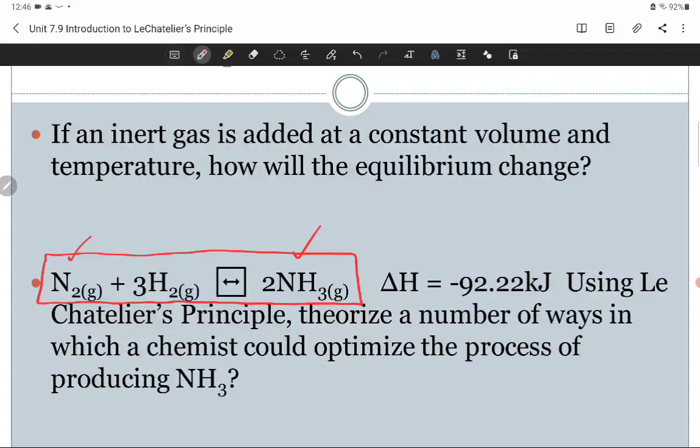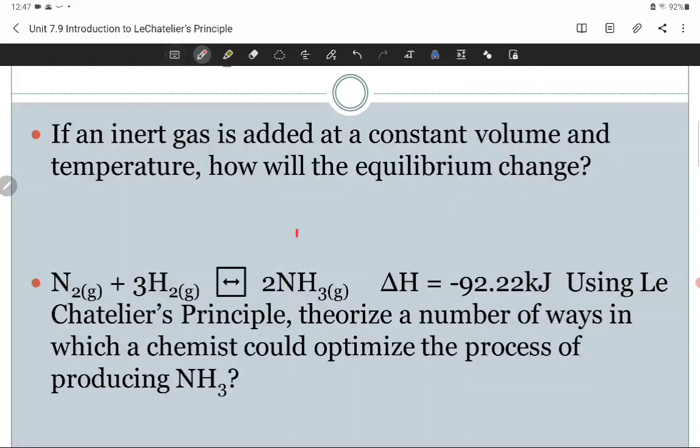So what could we do to make more ammonia? Well, a whole bunch of things. You could take N2 out. No, that would not work. Sorry. If you add N2, the reaction shifts to the right. If you add hydrogen gas, it shifts to the right. If you take some of your ammonia out, maybe put it into its own container and ship it wherever you want to sell it, that would shift it to the right.